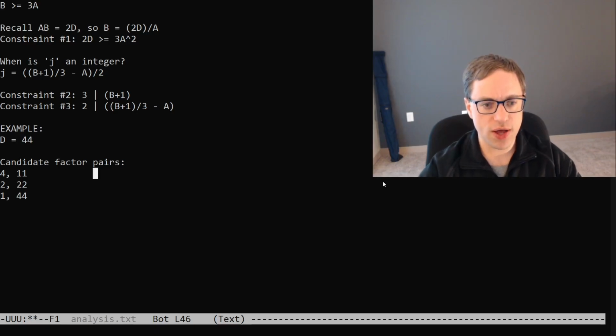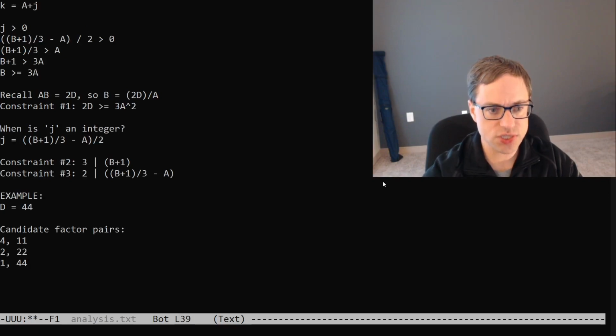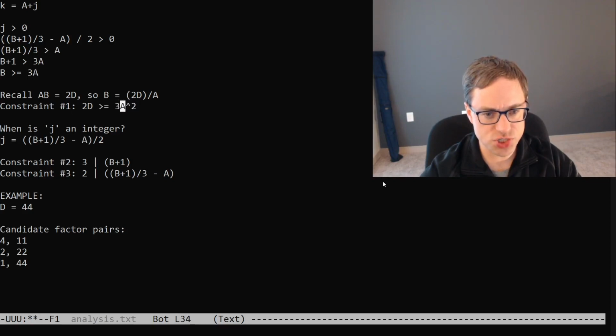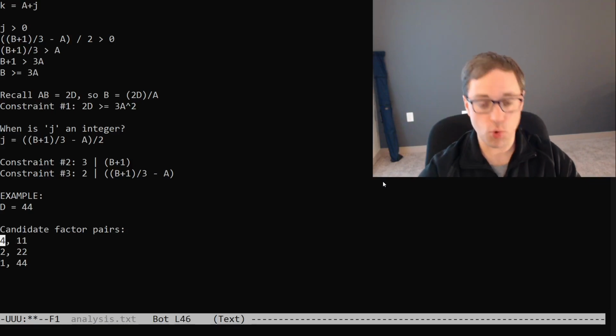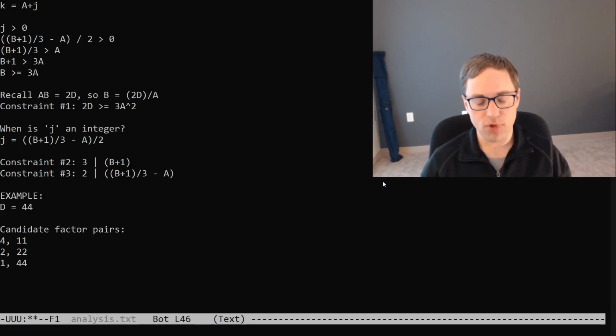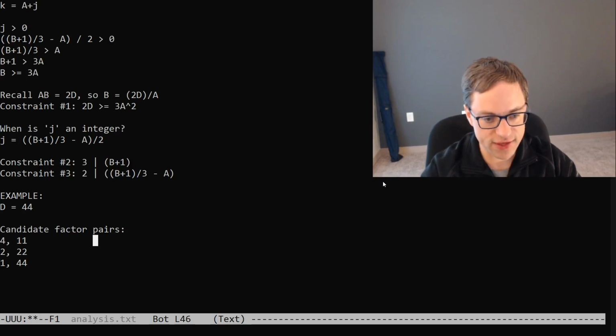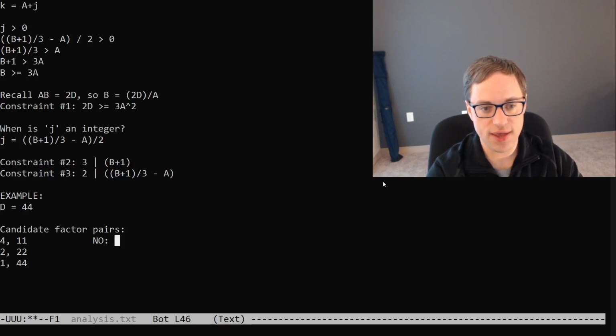Okay, so the first check that we need to do, let me reposition the screen here just slightly, is that we need to make sure that this first constraint is met. So if we take a is 4 and we square that, multiply by 3, we get 48. That is not less than or equal to 44, and so that is not going to work. So we'll say no, that doesn't work, and that's because constraint number 1 is violated.